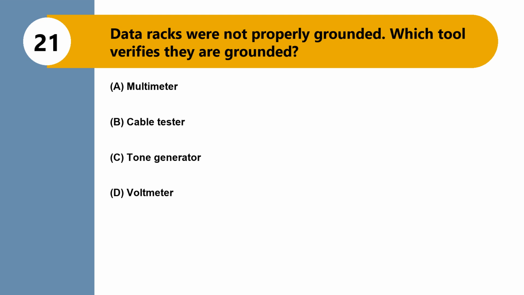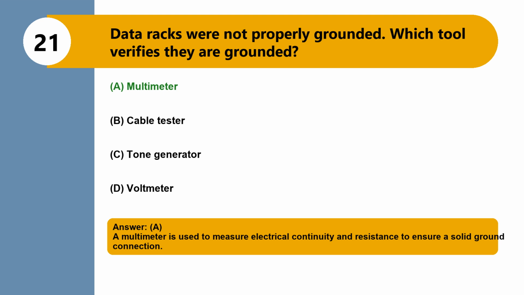Question 21. Data racks were not properly grounded. Which tool verifies they are grounded? Option A, multimeter. Option B, cable tester. Option C, tone generator. Option D, voltmeter. The correct answer is option A, multimeter. A multimeter is used to measure electrical continuity and resistance to ensure a solid ground connection.